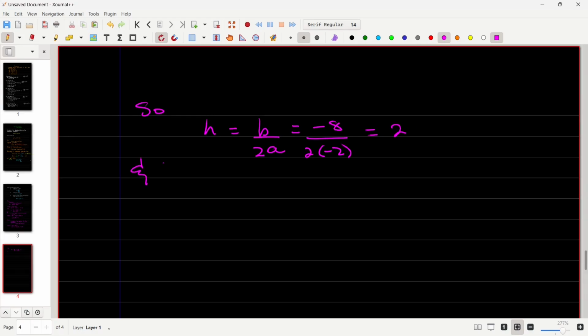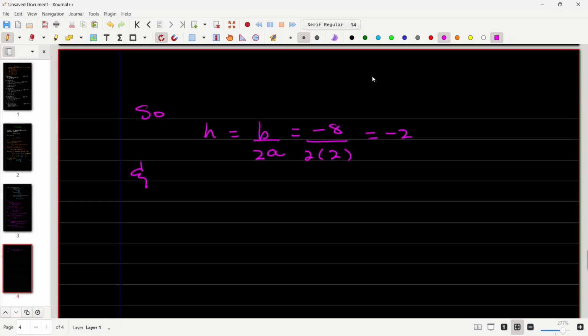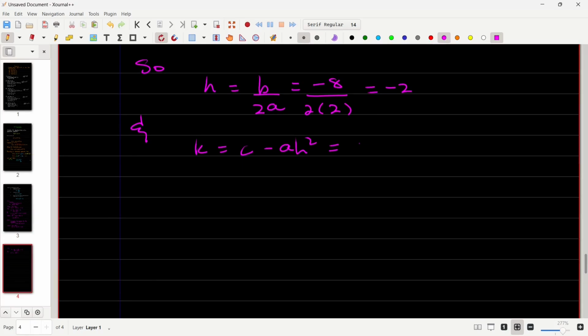And is it negative 2 or positive 2? Positive 2. So this here is going to be a positive 2. And that means here is going to be a negative 2. All right, so h is that. And then we have k, which is going to be equal to the c minus the ah squared. And then we're going to have c is what? 3? Yeah, 3. So c is 3 minus a is 2. H, which we just calculated, is minus 2 squared. And that would be equal to 3 minus 2 into 4, which is minus 8. So 3 minus 8 is going to be minus 5.